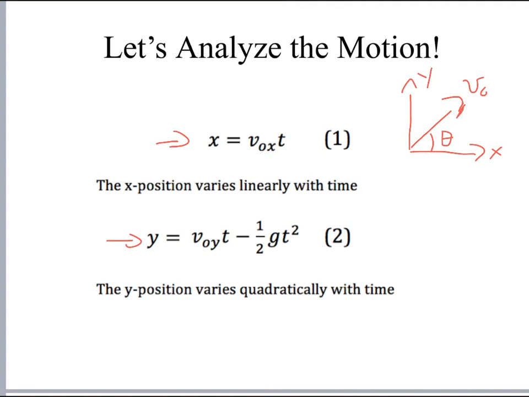Now, the thing that we can notice is that x varies linearly with time. T goes to the power of 1. But the y position varies quadratically with time. It has t to the power of 2. The t variable is taken to the power of 2. It is essentially going to be a quadratic equation here for the y position and a linear equation for the x position.